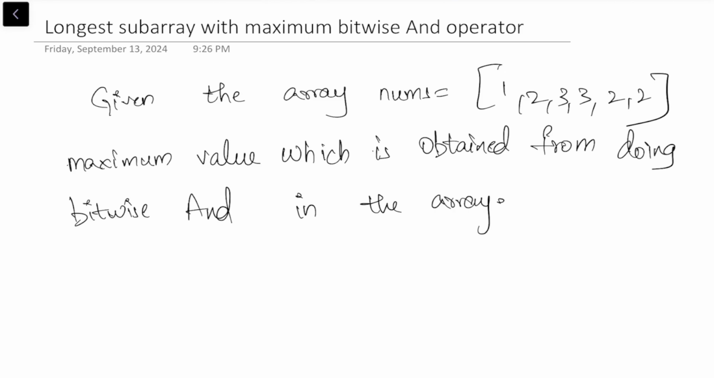We need to find the maximum AND value we can obtain in the continuous values of the array. What I mean is, they should be continuous. If you take AND of 2 and AND of 3, it's not possible. You always need to take 2 and 3 which are side by side. You need to take elements which are side by side and do the AND operation. You need to find the length of the maximum array that will yield the maximum value when we do the bitwise AND operation.